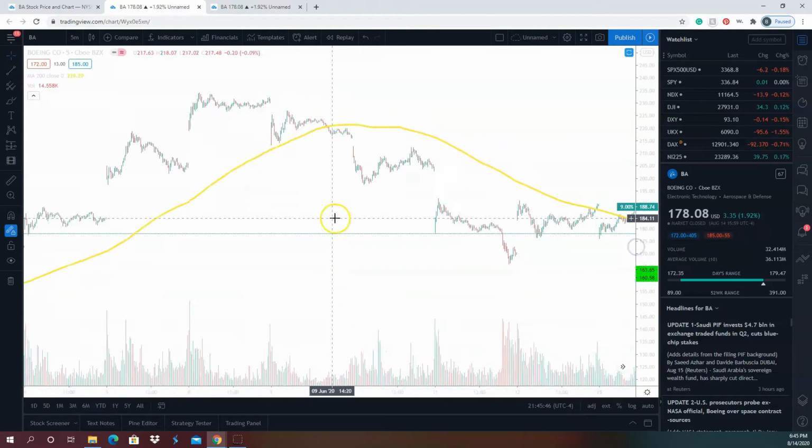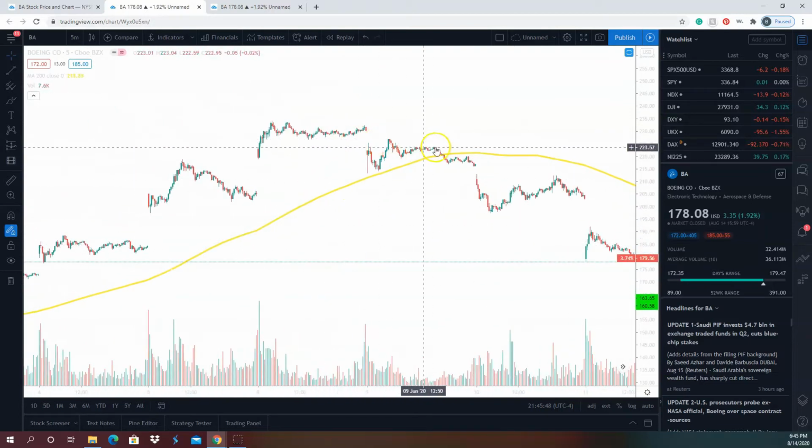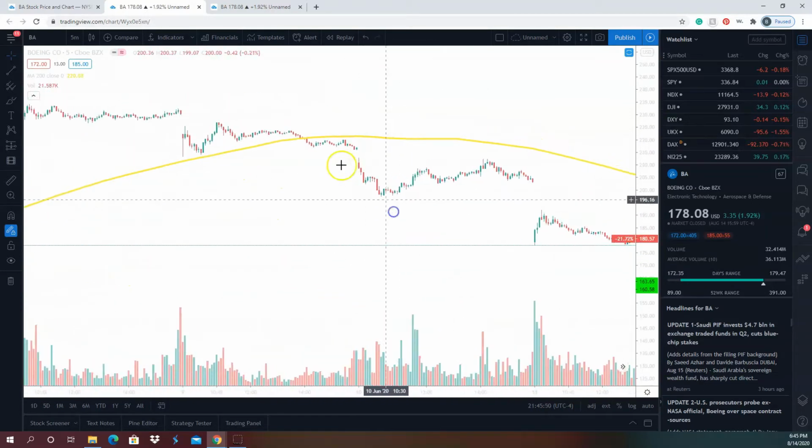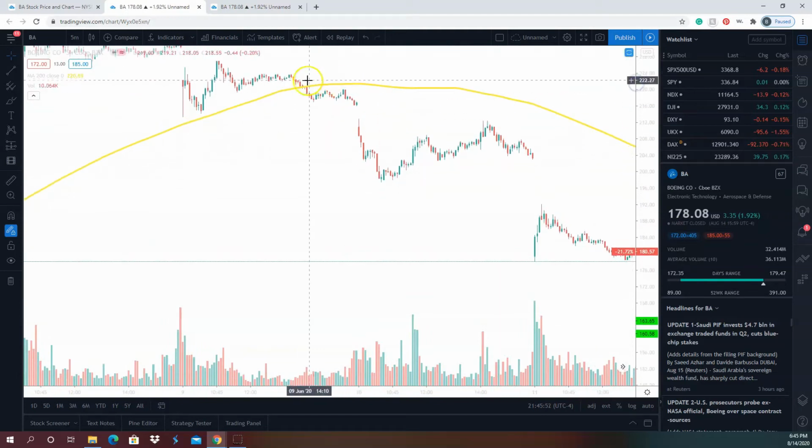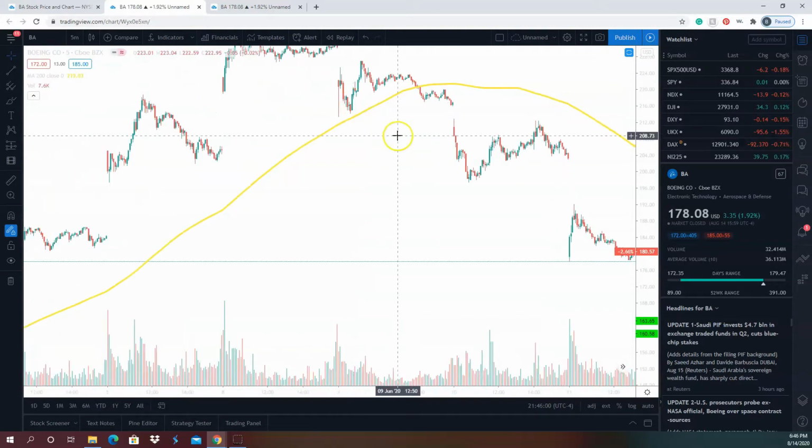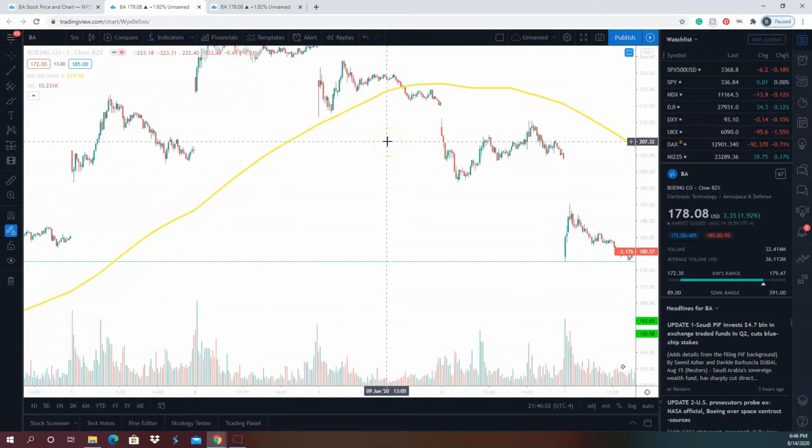So here we can see that Boeing breaks the 200-day moving average on the downside with volume. We see a break, we see a test back up, rejects it, and what happens? It closed below the 200-day moving average. So this is a good indication that Boeing is good for puts.